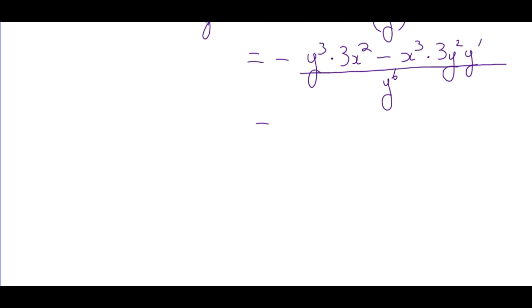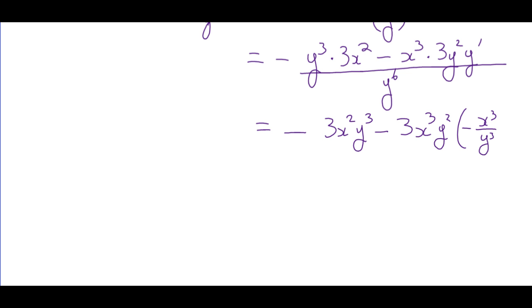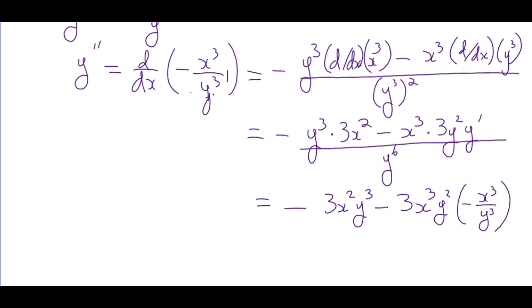Must extend page. Okay, so that's the negative of, hang on. While we're doing this, let's write this. So 3x squared y cubed minus 3x cubed y squared times negative x cubed over y cubed, all over y to the 6th.